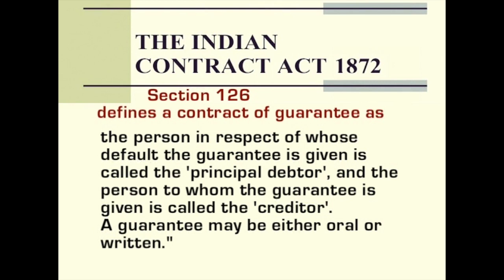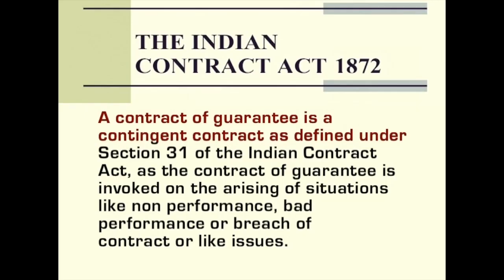A guarantee may be either oral or written. Even though under this section, a contract of guarantee can be oral, a contract of bank guarantee must be invariably in written form. Further, a contract of guarantee is a contingent contract as defined under Section 31 of the Indian Contract Act, as the contract of guarantee is invoked on the arising of situations like non-performance, bad performance, or breach of contract or like issues.